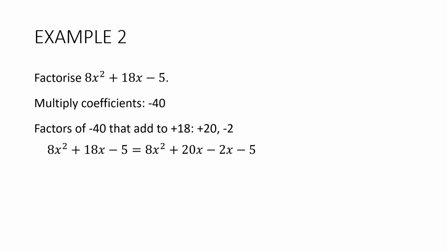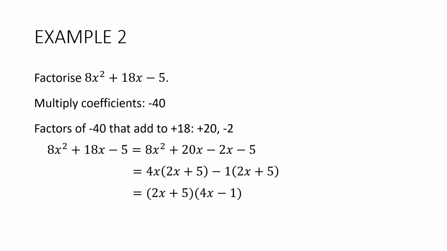So instead of 8x squared plus 18x take away 5, we're going to have 8x squared plus 20x take away 2x take away 5. Now factorize the first two and the last two. So a common factor here is 4x outside of 2x plus 5, and take the negative out of here, negative 1, 2x plus 5. Bring this factor out the front, and there's our answer, 2x plus 5 in brackets, 4x minus 1 in brackets.